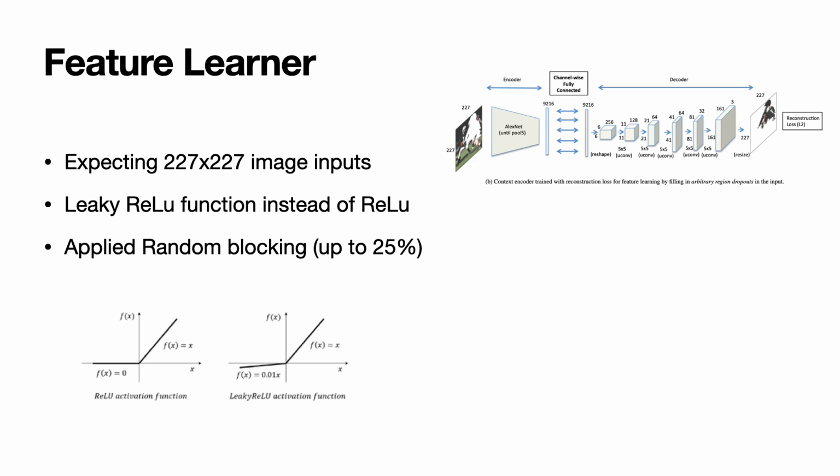One major difference as well is that this model expects 227 by 227 dimension input images, and it processes them down to a 6 by 6 by 256 dimensional feature representation. The kernel dimensions are 1 by 1, and the stride itself is also 1.